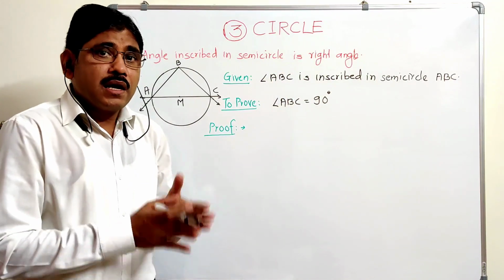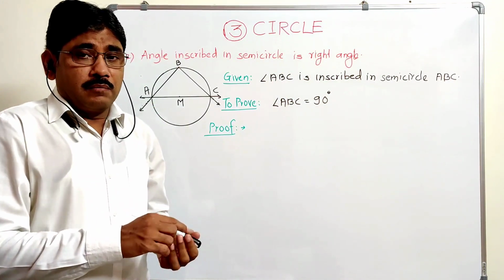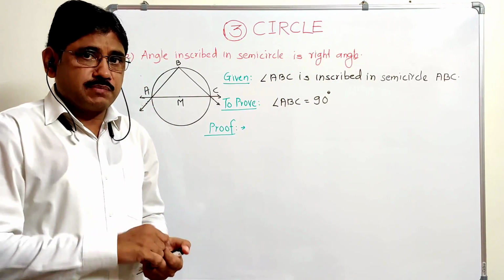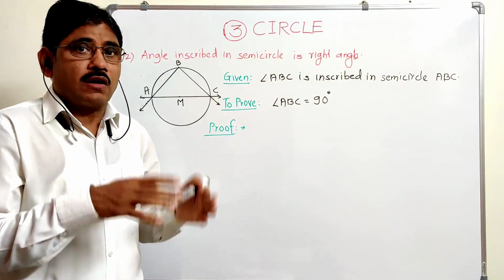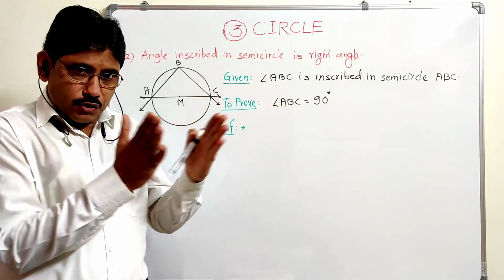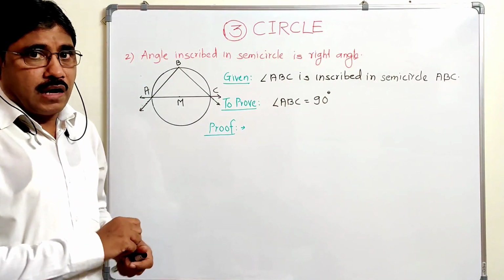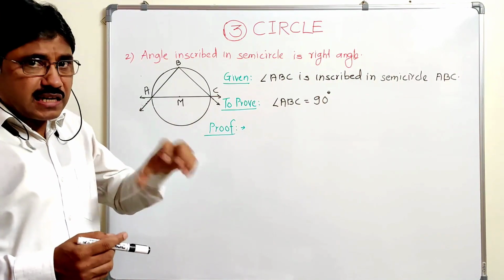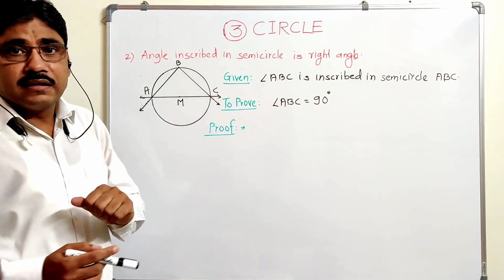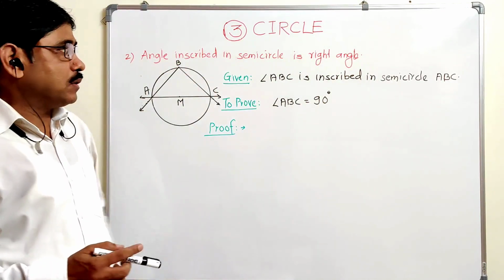Semicircle means if a chord passes through the diameter, meaning through the center, it divides the circle into two equal parts. Each part is called a semicircle. And if the angle is inscribed in that semicircle, then it is a right angle. That we have to prove.